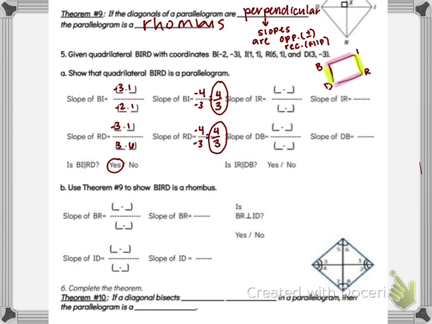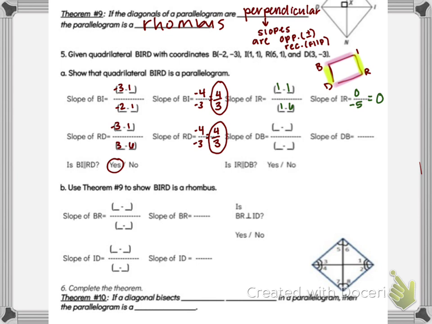All right, for IR, we're going to start with I. I is (1, 1), so the 1's going to go at the top and the bottom. R is (6, 1), so 6 at the bottom, 1 at the top. Go ahead and simplify that. 1 minus 1 is 0. 1 minus 6 is -5, which equals 0. We're going to do the same thing for DB.